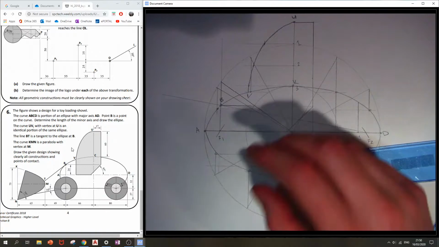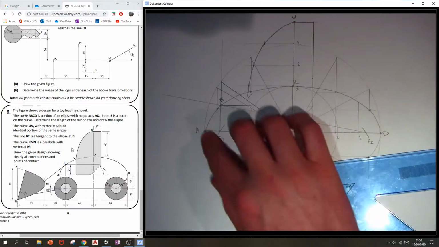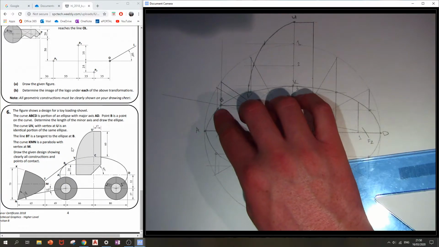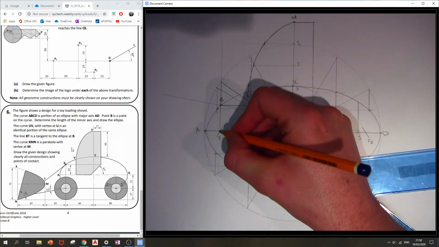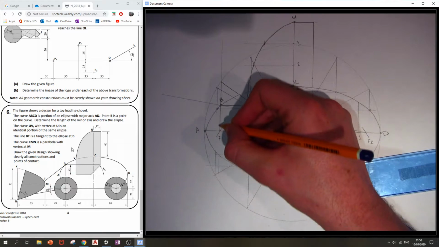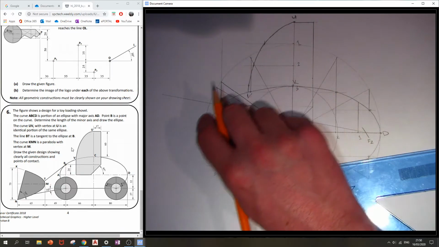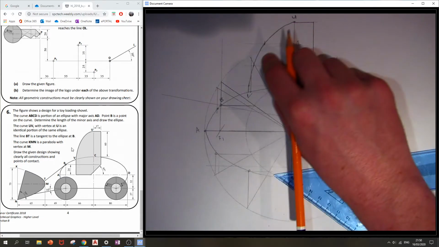Now, I know that a tangent is a line that touches the elliptical curve at one point only. Okay, so I'm left with two angles here now. If I was to bisect the angle F1B, and this angle here, I'm going to get a bisecting line. It's only going to touch the ellipse at one point, which is going to be my tangent.